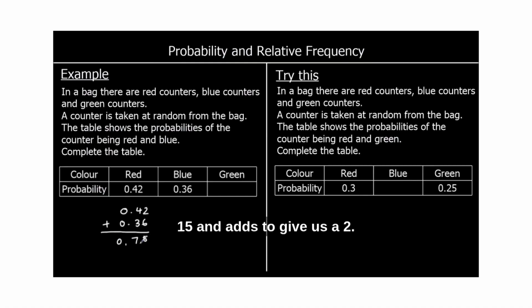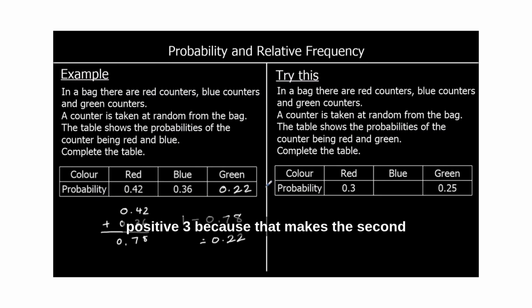So that adds up to 0.78. How many more do we need? What more do we need to get to 1 whole? So 1 minus 0.78, or you could think of it as 100% take away 78%, either one, and it's 0.22, or 22%. So we're going to write 0.22 in the table. So all probabilities of everything that can happen have to add up to 1.